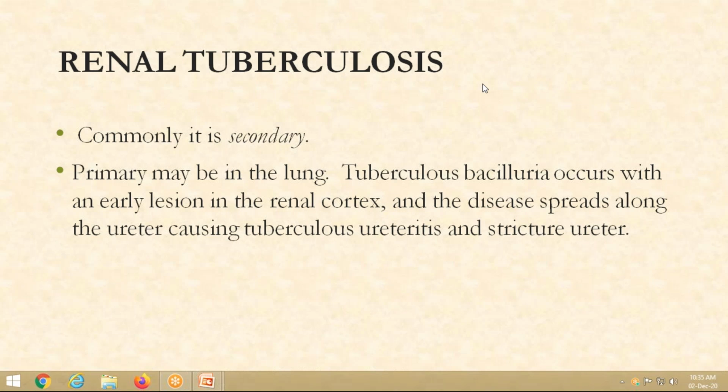The tuberculous bacillus can occur as an early lesion of the cortex. Whenever tuberculosis develops in the kidney, it usually starts in the renal cortex. Then it spreads from the cortex to the medulla, from the medulla to the renal pelvis, and through the ureter it enters the bladder. When it enters the ureter, it may produce tuberculous ureteritis. Once inflammation of the ureter occurs, later it may develop ureteric stricture. It's always secondary, not primary. Remember.